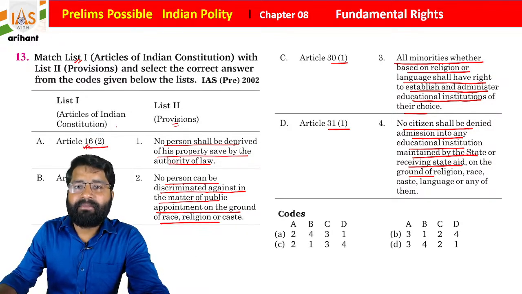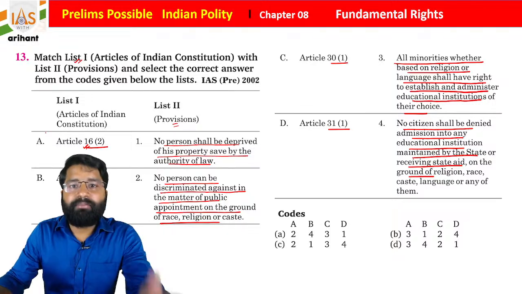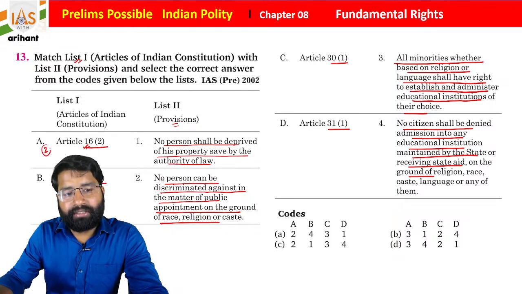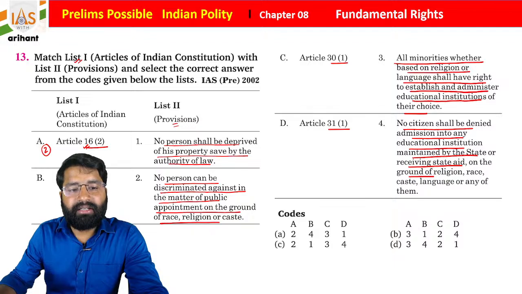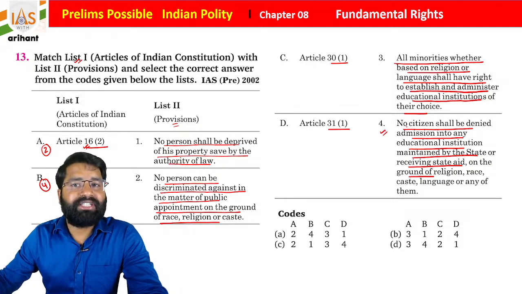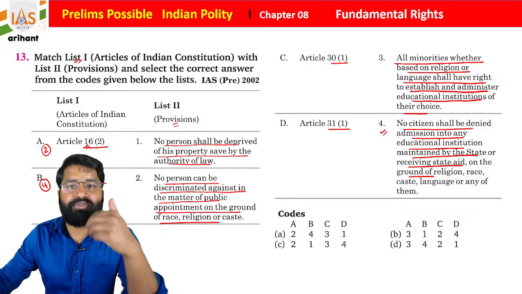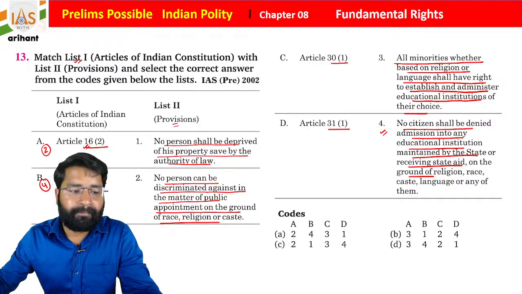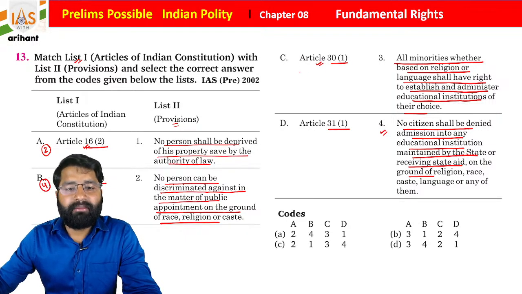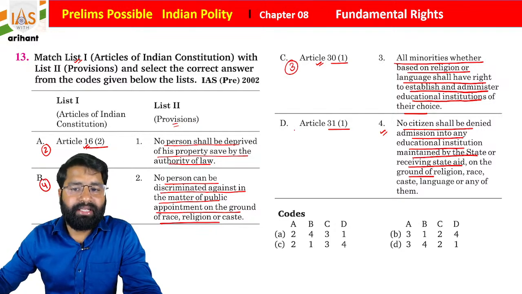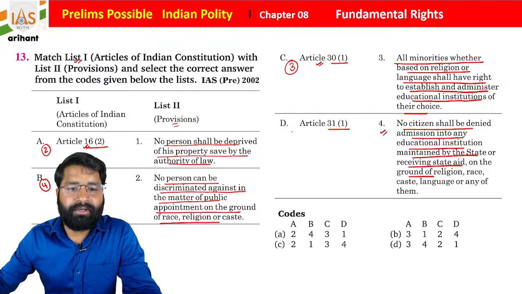Article 16 is about the prohibition, it is for employment. Okay, so for public employment. So if you go with A, what you find is the second provision is more appropriate. A2. Basically Article 29 clause 2 is for the minorities, where it is mentioned that no citizen shall be denied admission into any educational institution when that institution is getting funds from the state. And Article 30 clause 1 is basically for minorities, so it is C3. And D, Article 31, that is for property, so it is 1.